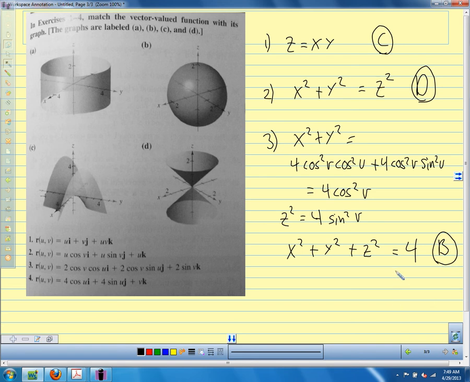So that one took a little more work to find the relationship between the x's and y's. And then for the last one, that leaves A. To analyze this last one, I would square x and y, so I get x squared plus y squared equals 16 for any value of z. So we get a cylinder. So that would be A.